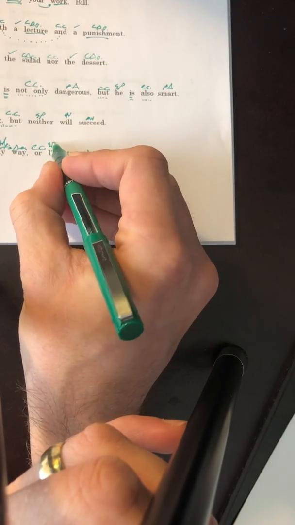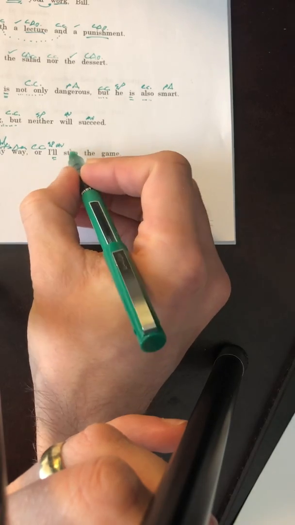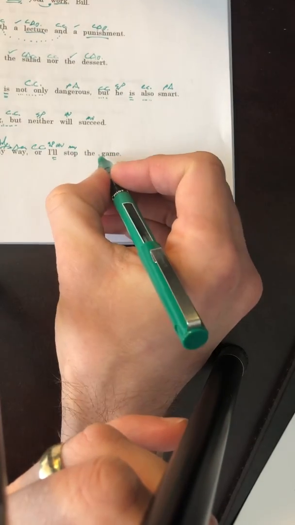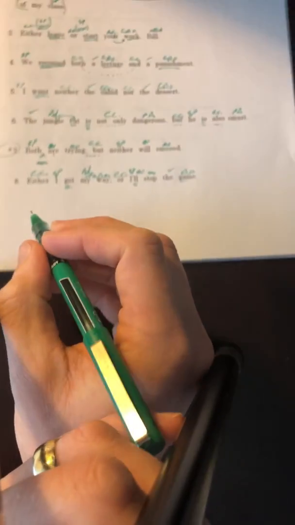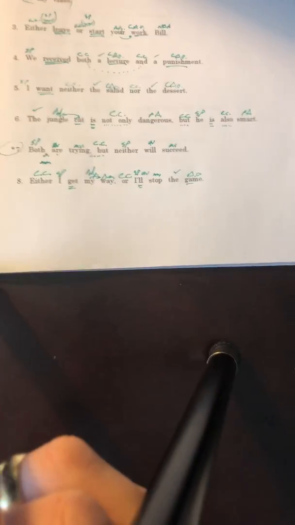So I is the subject pronoun, helping verb over will, main verb over stop. What will you stop? You'll stop the game. That's a direct object with an article adjective. Either I get my way or I'll stop the game.